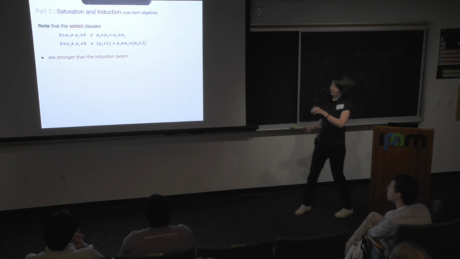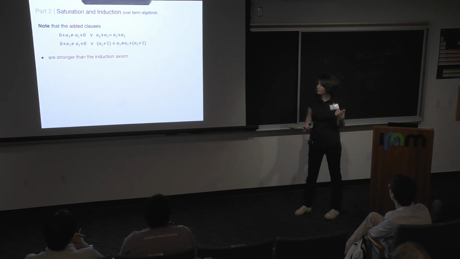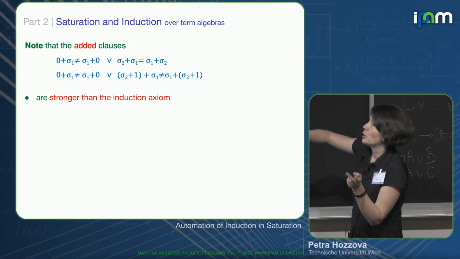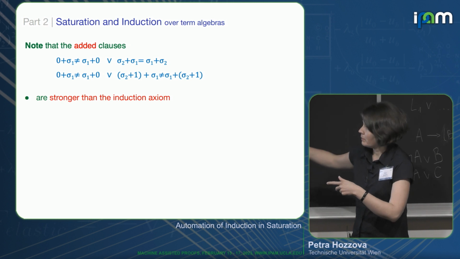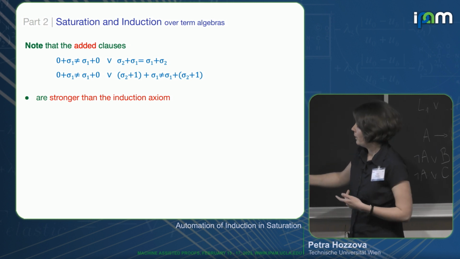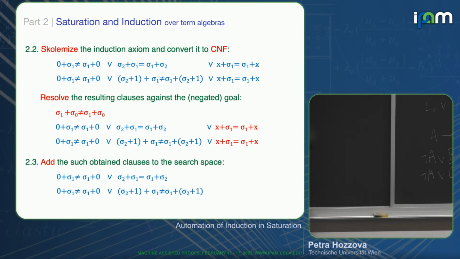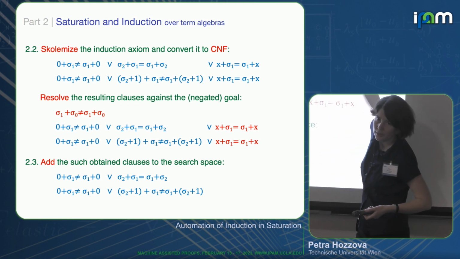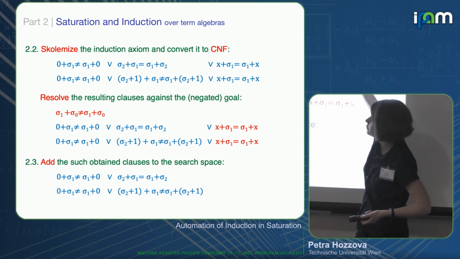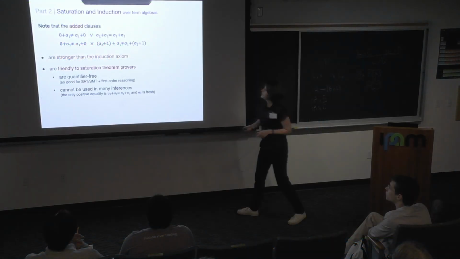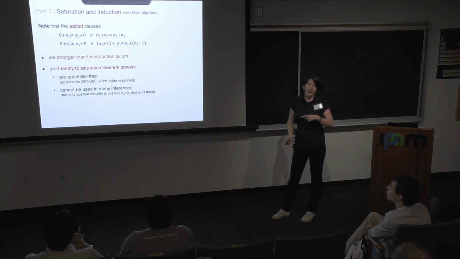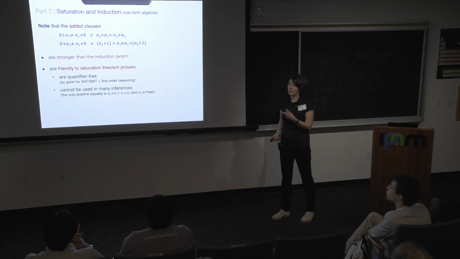Now, these added clauses, first, are stronger than the induction axiom, because essentially they just correspond to the negation of the base case or negation of the induction step. So we already know that because we have this in the search space, the conclusion of the induction axiom actually cannot hold, or we might be able to derive the contradiction from it. So in this sense, the clauses are stronger than the original induction axiom. And also, they are friendly to saturation theorem provers.